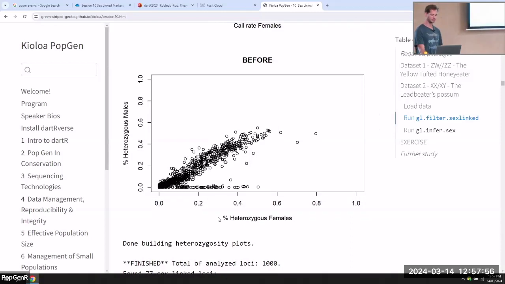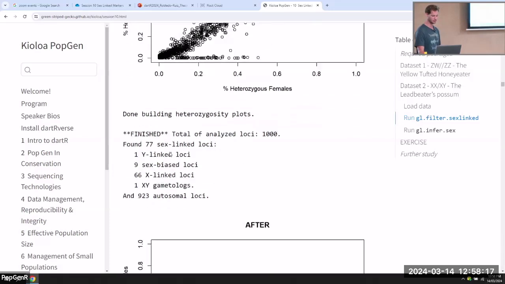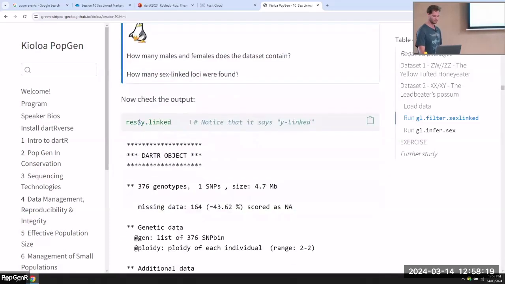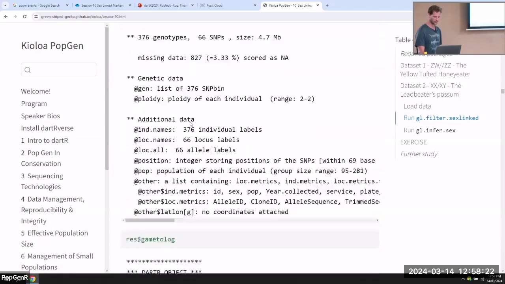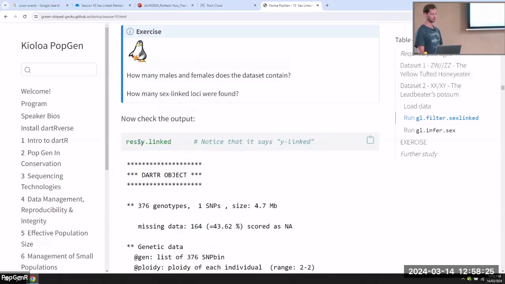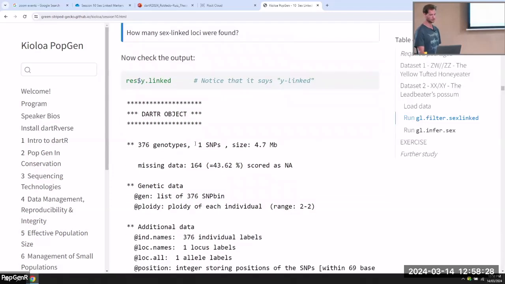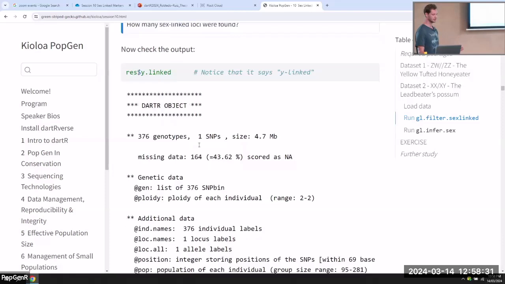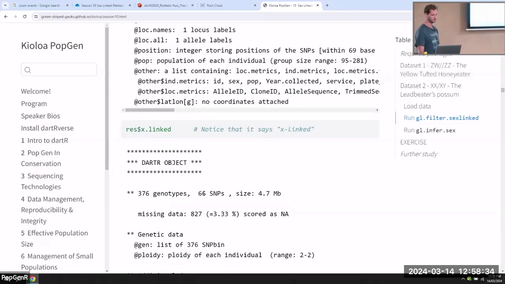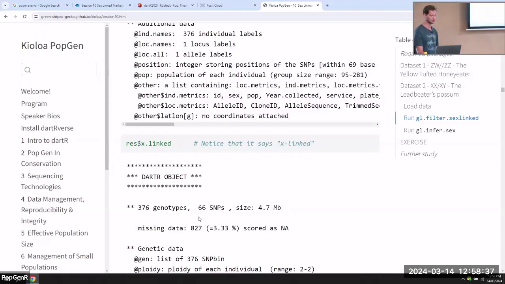Looking at heterozygosity, so we see females on the bottom here because females have two X chromosomes. They are heterozygous between 10 to 50% expected. Males are homozygous expected. So we have some X-linked markers. Perfect. Based on that, we can, again, we get those objects for X-linked markers. So we had one SNP which was X-linked. We had 66 SNPs, Y-linked, and 66 that were X-linked.